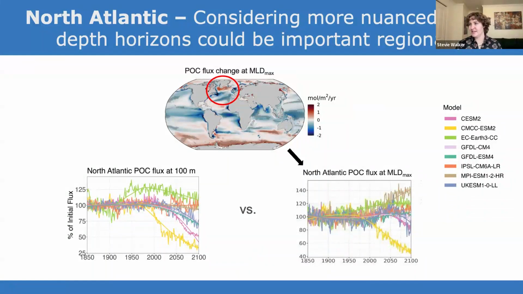It also demonstrates how for certain regions, looking at these temporally and spatially variable depth horizons could be important. So 100 meters isn't always the go-to depth horizon. These more nuanced depth horizons are still very important, but probably more on a regional scale. It really depends.